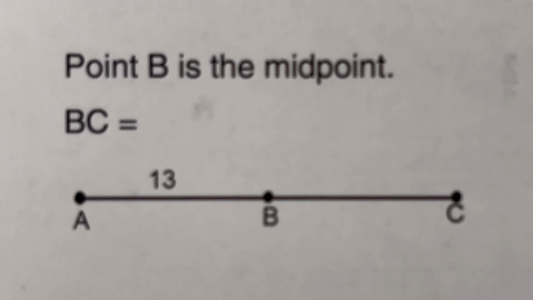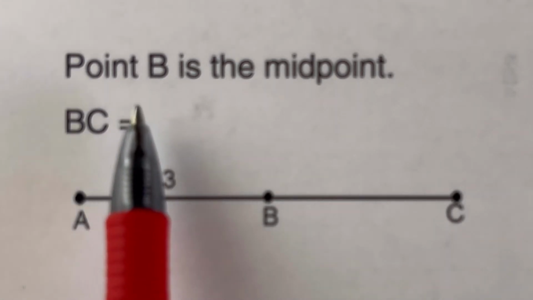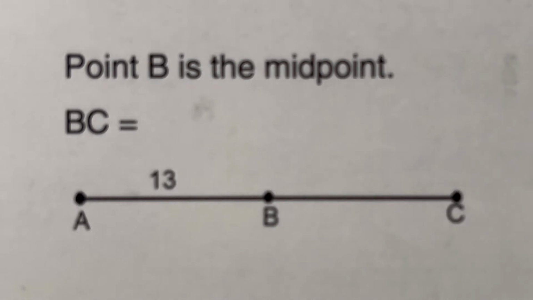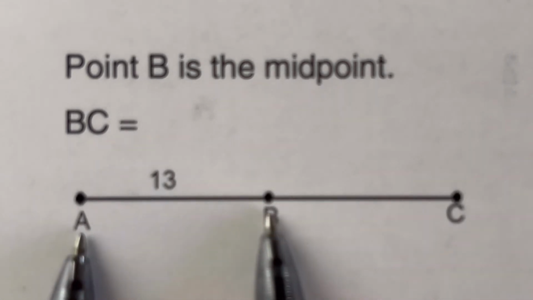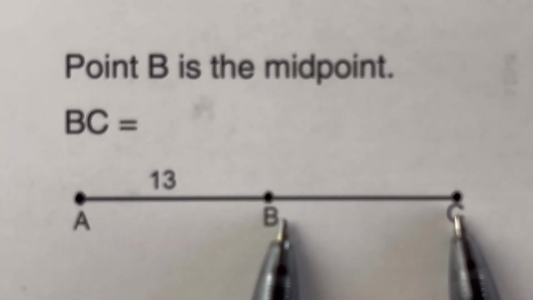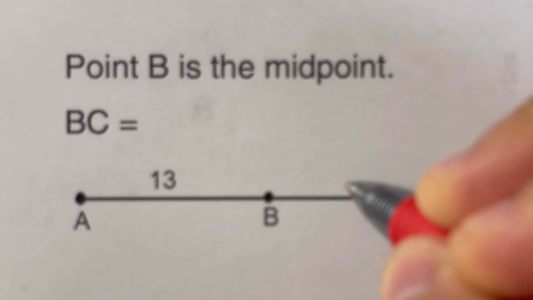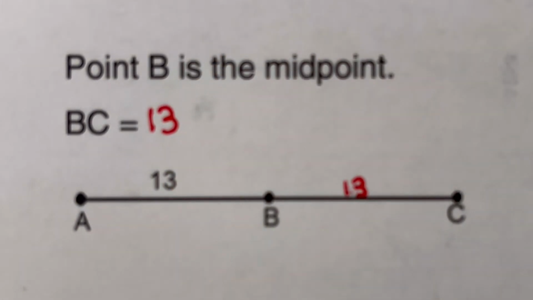Now let's have some more examples. In this problem right here, we are given point B as the midpoint. That means point B is located between A and C, so we can say that this line segment AB and this BC would be equal to each other since this was cut into two equal pieces. So we can say that BC is also 13. The answer to this would be 13. Now let's move on to the next example.